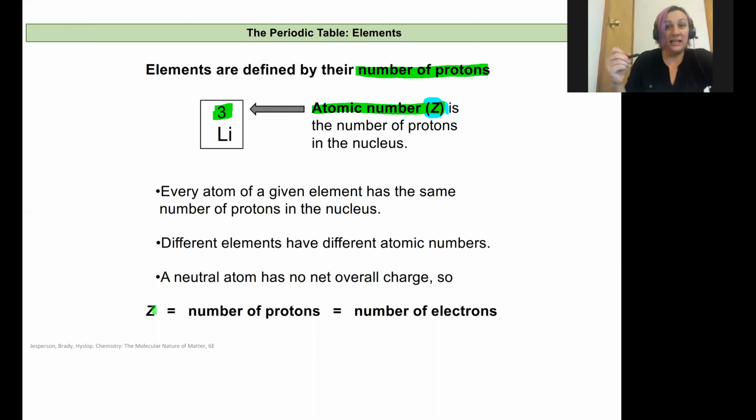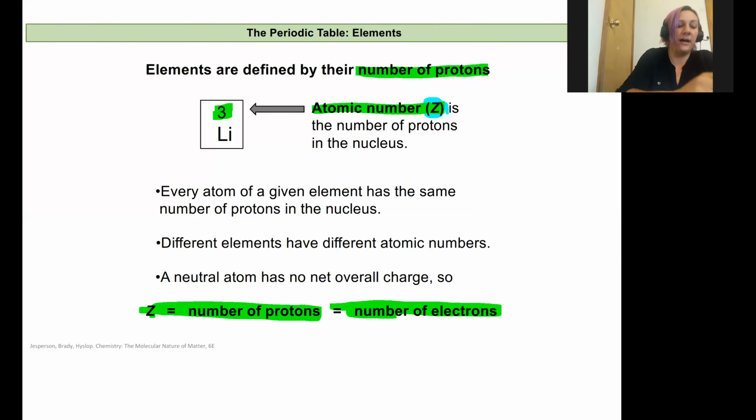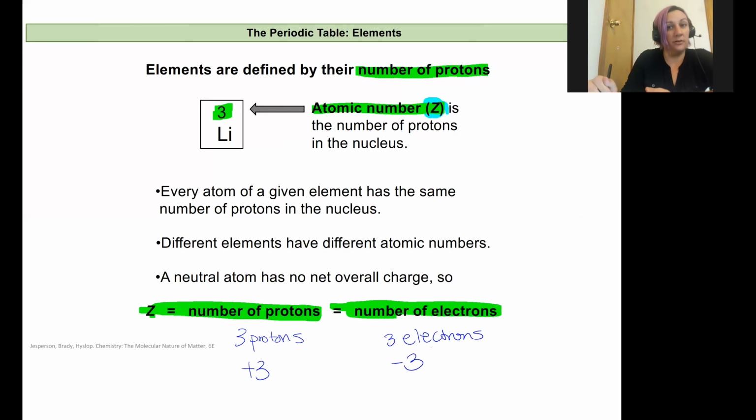In general, if we're looking at a neutral element, an atom that is not charged, right? And we'll talk about ions next. Then that number of protons will equal the number of electrons. So if I have 3 protons, I would have a +3 charge within my nucleus, and that would be balanced out by 3 electrons with a total -3 charge, because each electron is a -1 charge. So really, if I combine these two charges within the same space, I would have a net charge of 0. And that's what we mean by neutral.